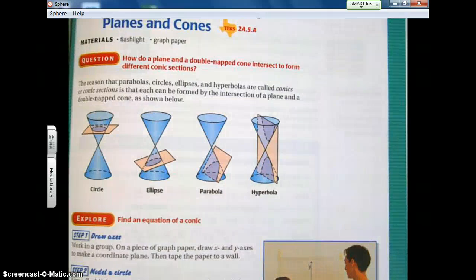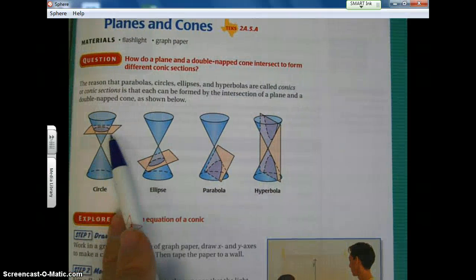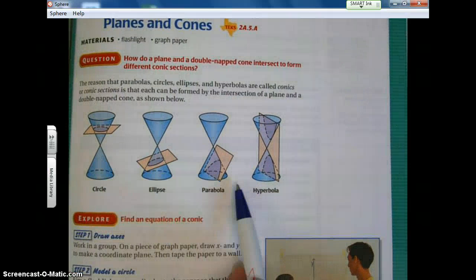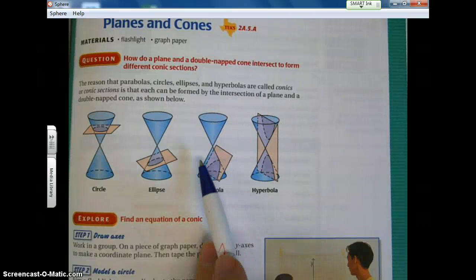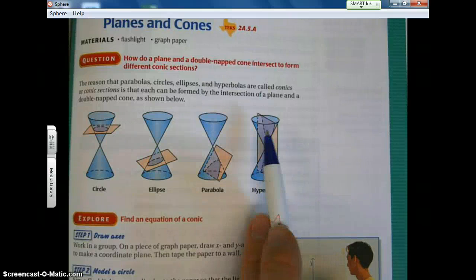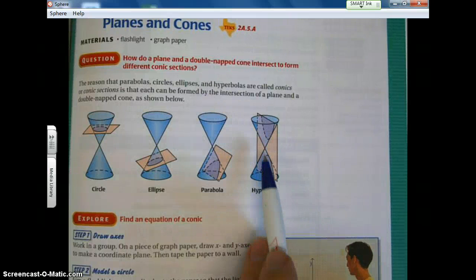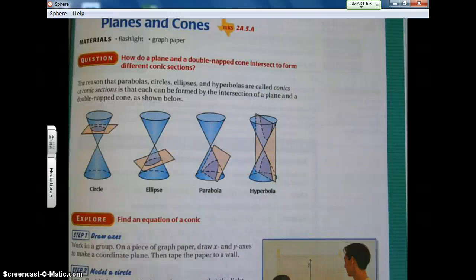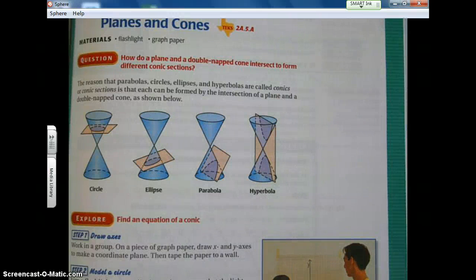Let's take a look in your books on page 649. Here are your slices: circle, ellipse at a slant, parabola cut parallel to the other side, and then your hyperbola. Okay, and that's perpendicular to the base. We will go into these deeper as we go through each conic section. See you guys tomorrow.